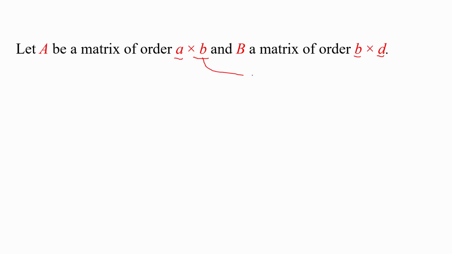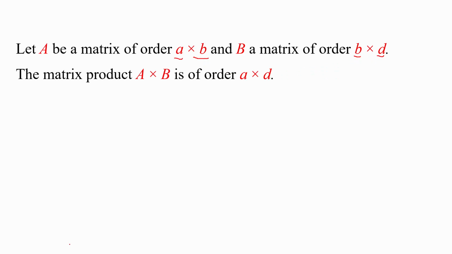Notice that for the matrix multiplication to be valid, to be possible, the number of columns of the first matrix A has to be the same as the number of rows of matrix B. Otherwise, multiplication is not possible. And once we know the order of each matrix, then the matrix product, A times B, will be of order a times d. That means it will have a rows and d columns. The process we follow to multiply A with B is to multiply the rows of A with the columns in B. So let's try one.